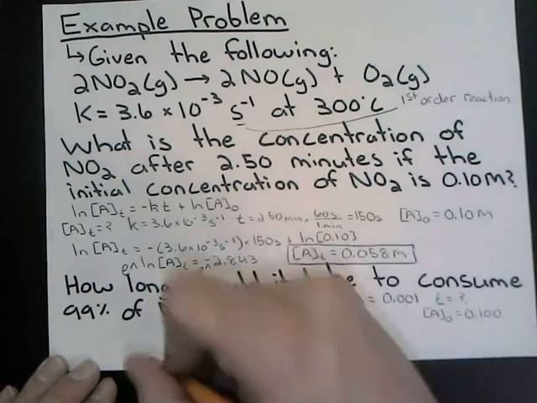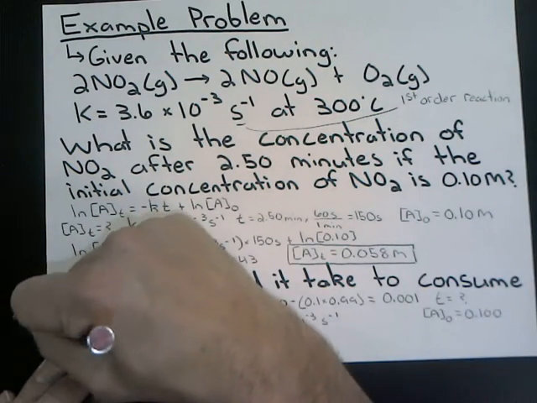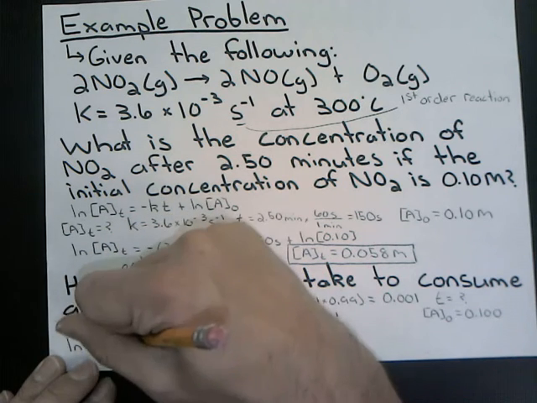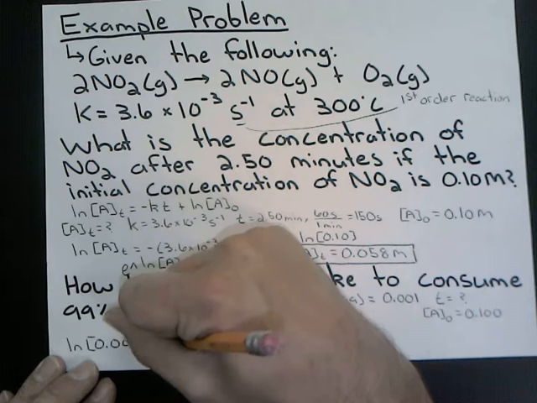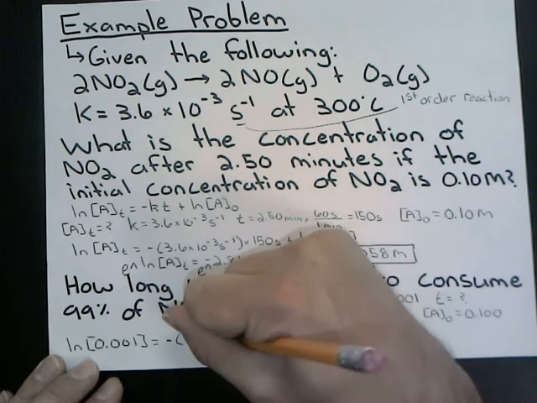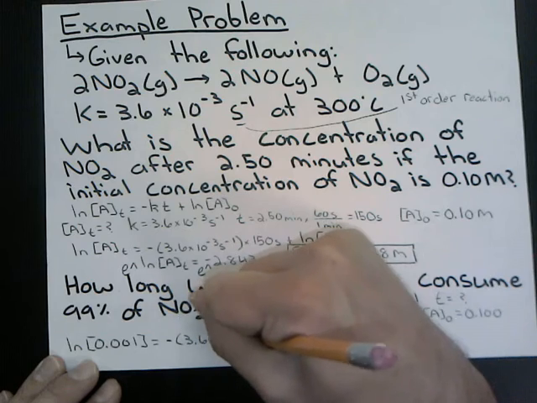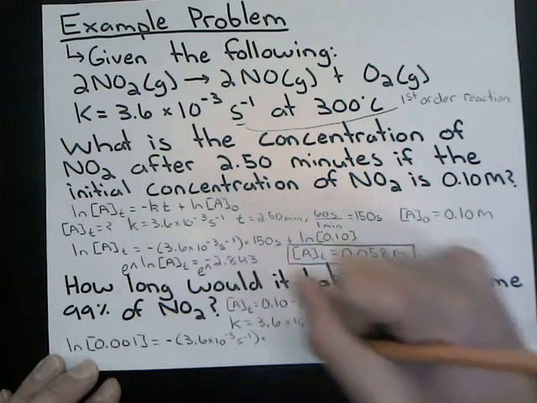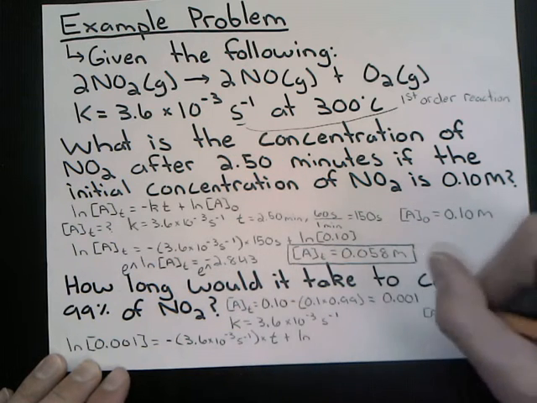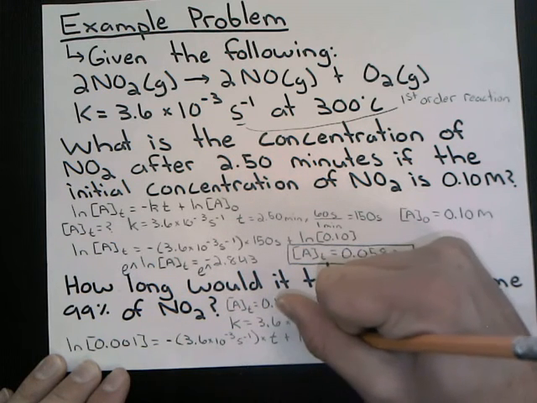And then we're going to plug this in. So we're going to put natural log of 0.001 is equal to negative 3.6 times 10 to the negative third inverse seconds times your t, your time, plus the natural log of 0.1.